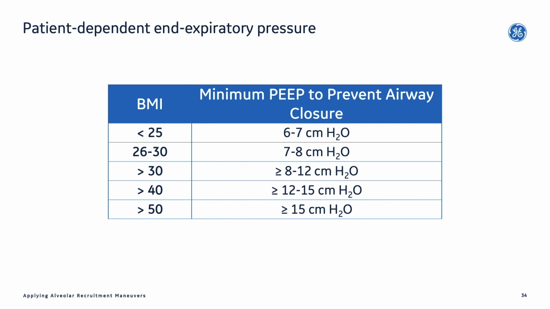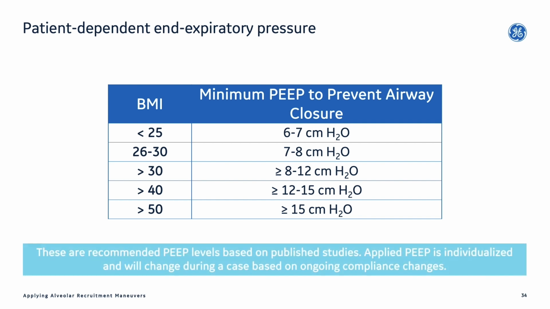In reviewing studies like Pereira's looking at the influence of BMI on PEEP levels, we have put together at Duke a recommended minimum PEEP to prevent airway closure based on individual BMI. That ranges from 6 to 7 centimeters of water for normal, less than 25 BMI, to 15 centimeters or more of PEEP in patients with BMIs greater than 50. It has to be remembered that these recommended PEEP levels are based on published studies, but applied PEEP needs to be individualized and will change during a case based on ongoing compliance changes.